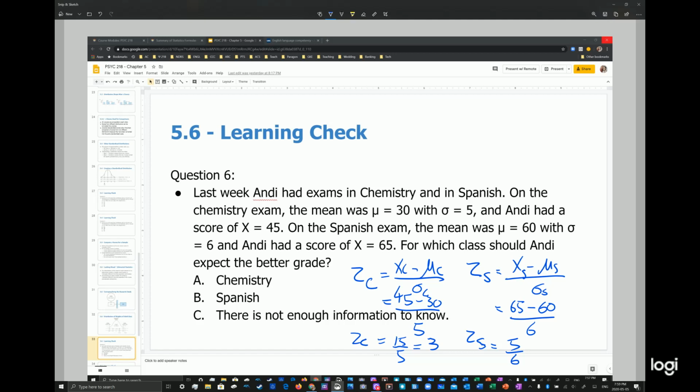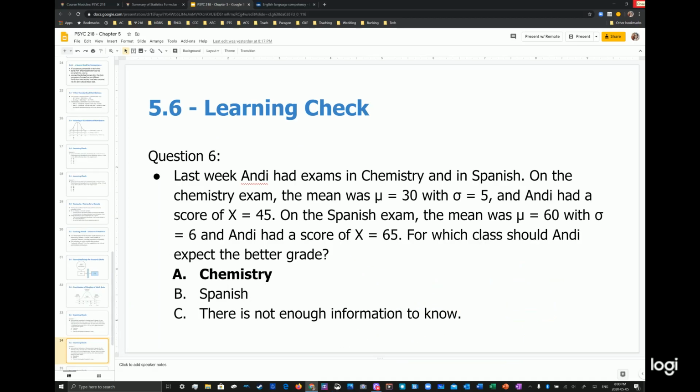Let's check one more time. Yeah, 45 minus 30. That's huge. Probably got an A plus in that class with z-score 3 like that. So, which one's better? Well, if you said chemistry, you'll be right. A z-score 3, that's really extreme. That's like 99% of the people would have a score below that.